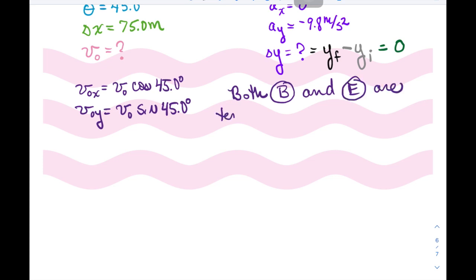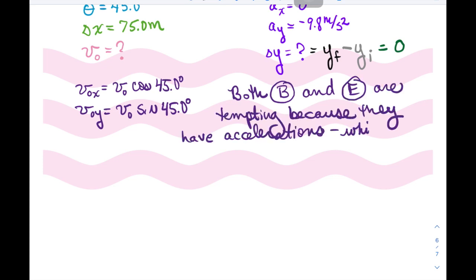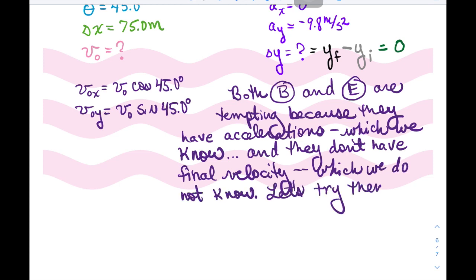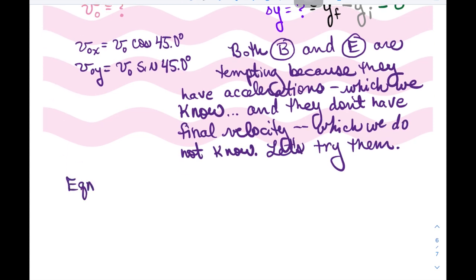Both equations B and E are tempting because they have accelerations in them, which we know, and they do not have v final in them, which we do not know. All right, so first we'll start with equation B. That's the one that starts with x displacement.